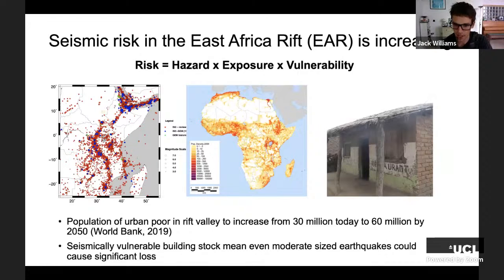You've got very fast population growth, increasing exposure, and you've got a proliferation there of seismically vulnerable building stock. So even quite a moderate sized earthquake there has the potential to cause a lot of loss. So it's really important that we constrain the hazard component of seismic risk well. So next slide, please.